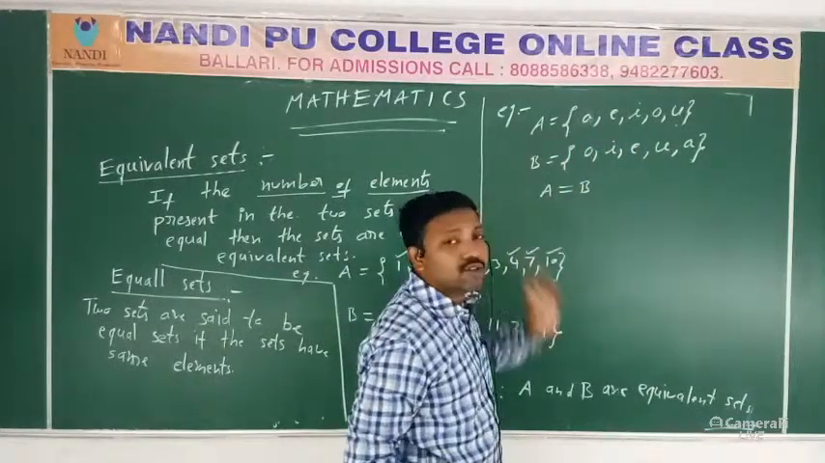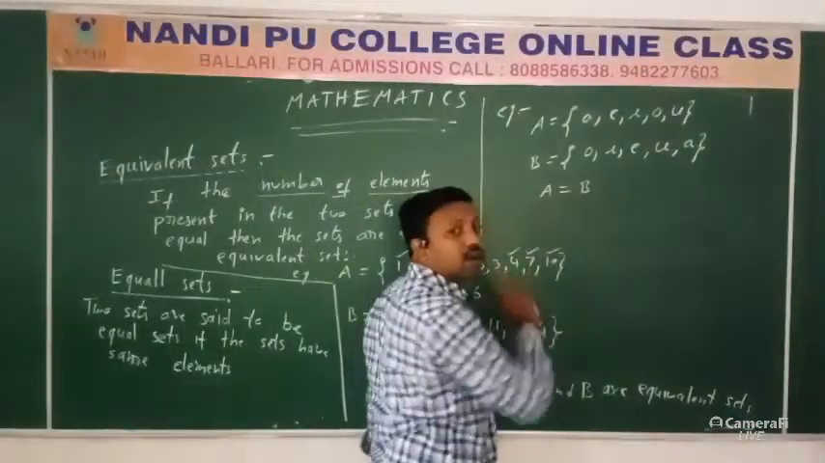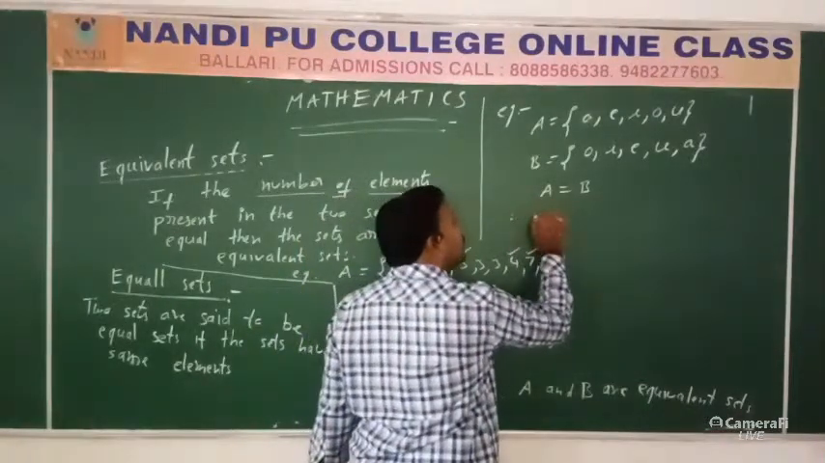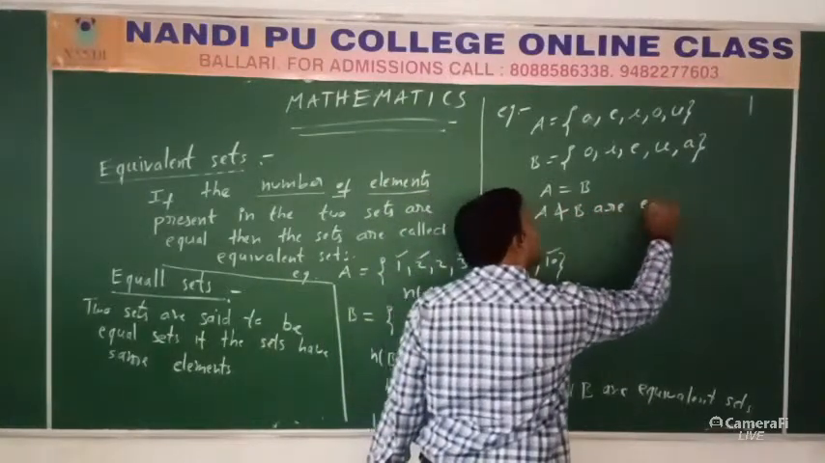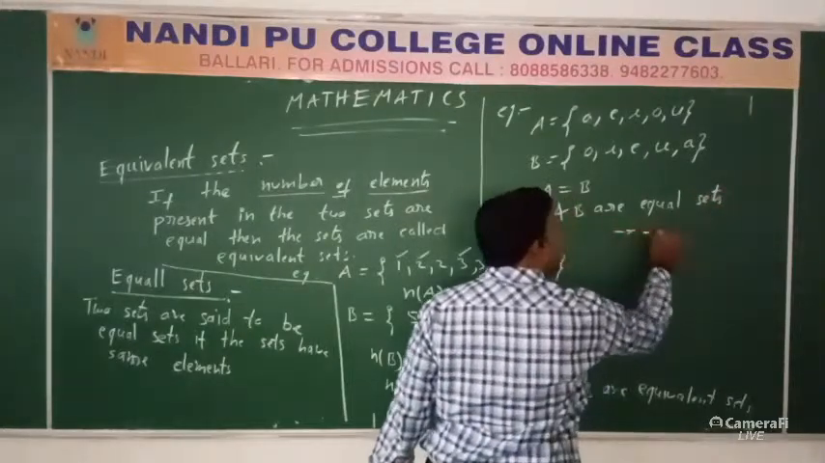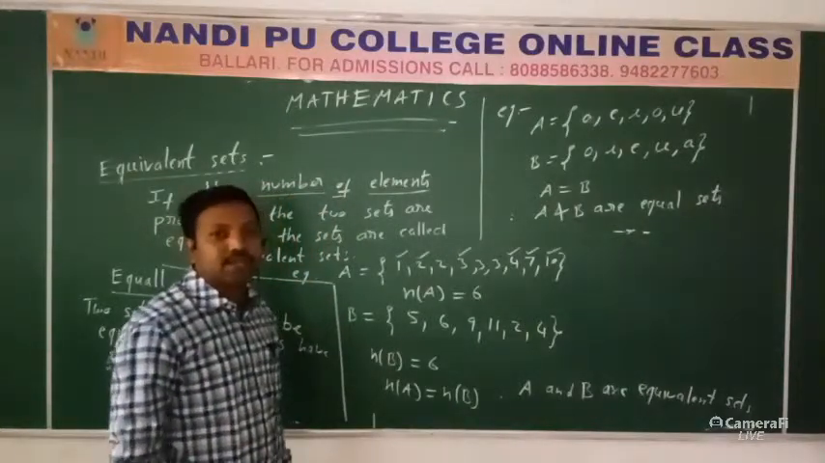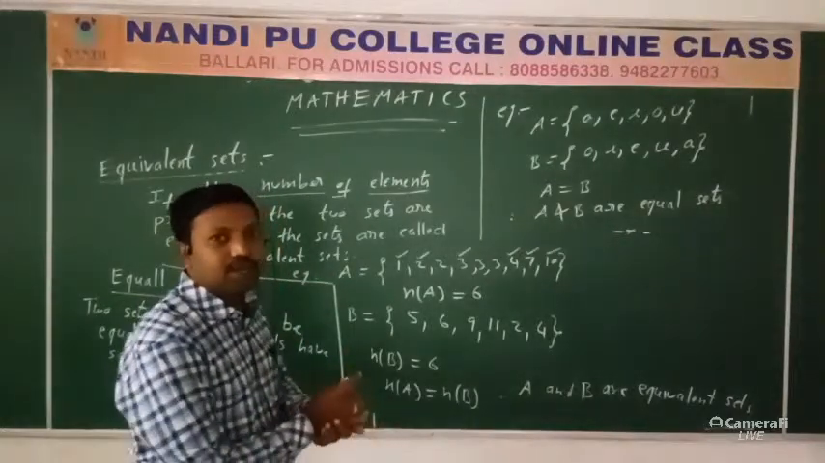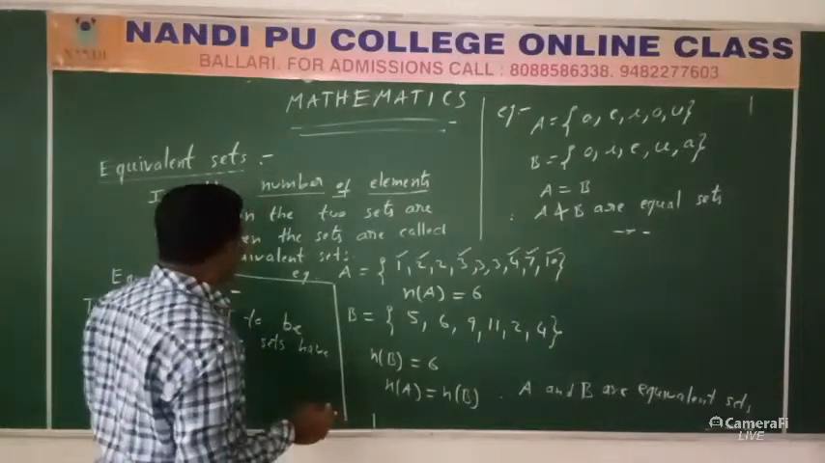N of A and n of B are also the same, and the elements are also the same. Then what are these two sets called? Equal sets. A equals B. Therefore, A and B are equal sets. Okay. These are the definitions for the first two exercises. These two are sufficient. Understood? So today we discussed equivalent sets and equal sets.